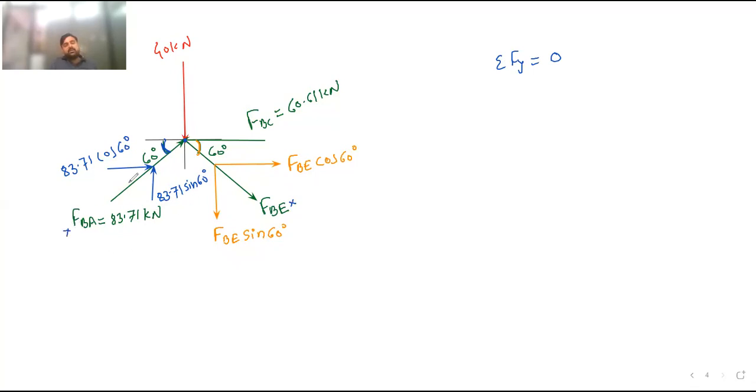So we have taken the components into further calculation. Okay, so these are the components which we are considering. So minus 40 plus 83.71 sine 60 minus FBE, force in member BE, sine 60 is equal to 0. Therefore, when you solve this, you will get the value of this FBE. Let me know the answer.